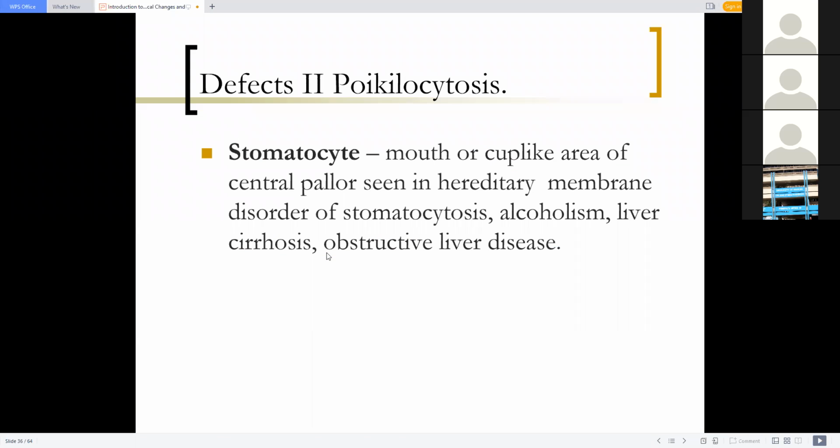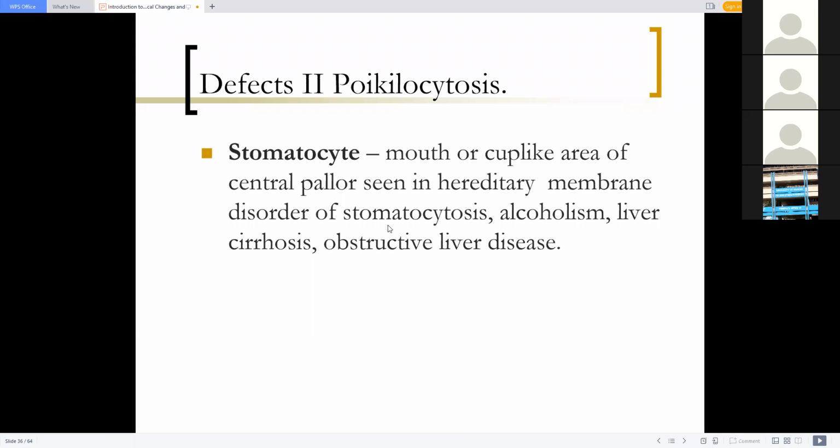All right, so this is a rare membrane deficiency, which we call stomatocytes, and the area of central pallor occurs like a slit, which looks like a mouth. That's why it's called stoma. And we usually see this in genetic membrane disorders like hereditary stomatocytosis. It is rare, and not very common, but they can also be seen in alcoholism.